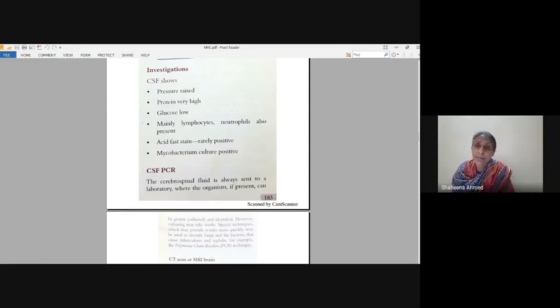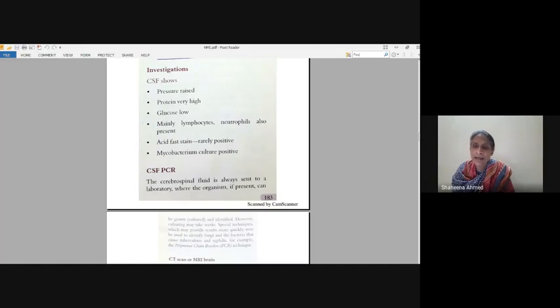Here again, the pressure is going to be raised, protein content is going to be very high, and glucose is going to be low, because this is chronic inflammation. And in chronic inflammation, the dominant cells are the lymphocytes. If bacteria are involved, you will see low levels of glucose. Here the dominant cells are going to be lymphocytes, but sometimes some neutrophils may also be present.